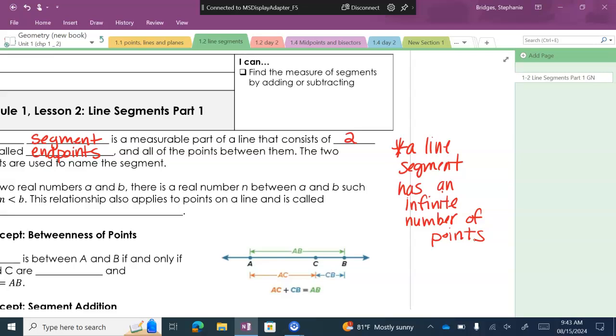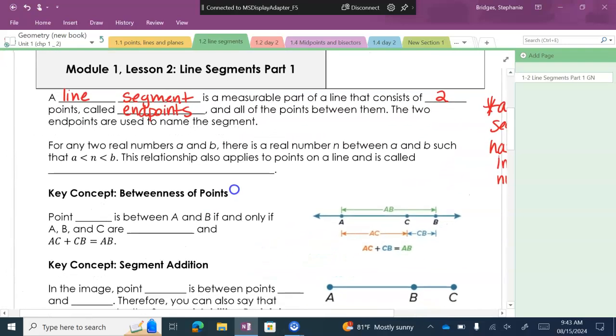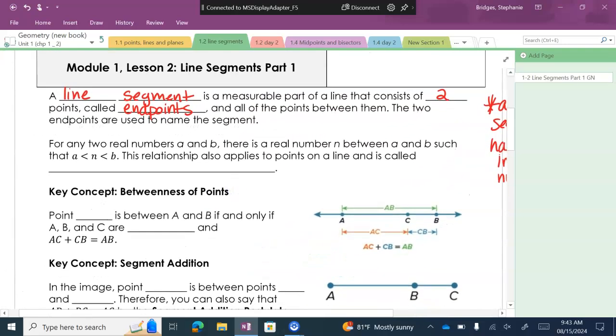Everybody okay with that? Now, what it says is it has the 2 endpoints and then all of the points between them, which we just talked about. The 2 endpoints are how we name our line segment. So, for example, this one would be called line segment AB, and the difference in the way we do that is we just put a bar with no arrows. That's the difference between a line and a line segment. If I wanted to call it line AB, I would put my line symbol up there. So the details are very important.